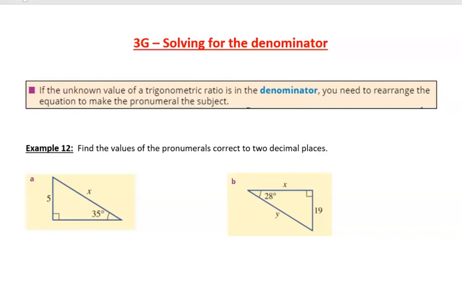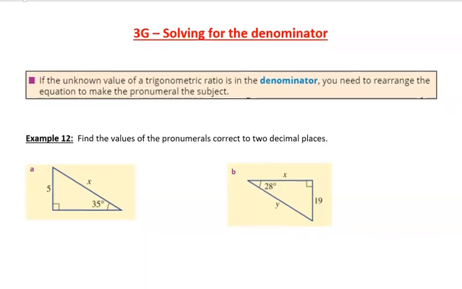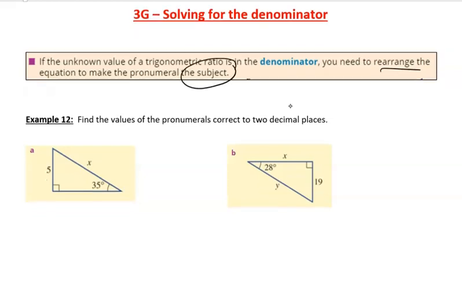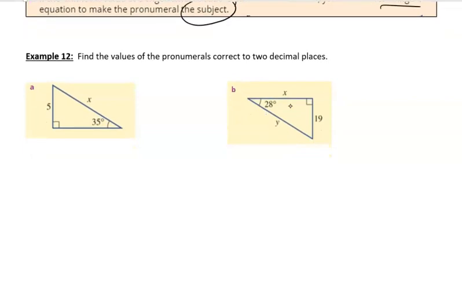I don't know if you noticed, but at 3f, we had our unknown, our variable, in the numerator. So we need to rearrange if we end up with our unknown, our pronumeral, in the denominator. And we just want to make sure we make it the subject. So here we go. Find the values of the pronumerals. Again, this is important, correct to 2 decimal places. So we've got to make sure that we round correctly and at the right time.